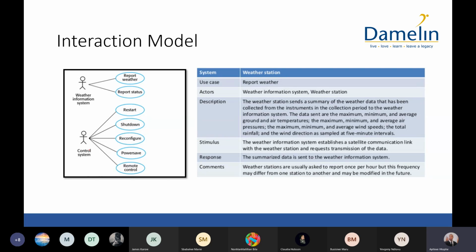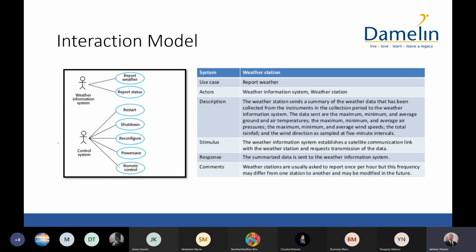And then we have the control system, which is in charge of the instruments, all of these sensors or the hardware objects in the case study. So it can restart them, shut them down, reconfigure them, put them on power save mode, and it grants remote access to the particular actor. Okay, so these are our actors in that particular case study.